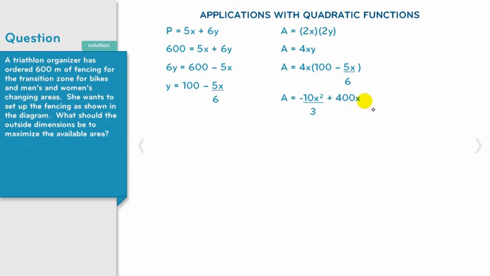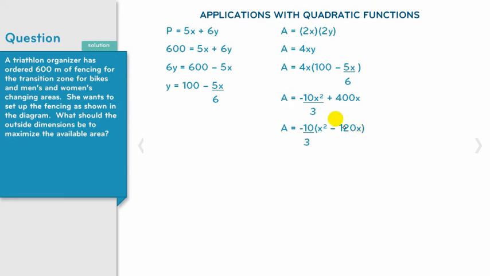We're now ready to go ahead and complete our square. If we complete the square, we'll be able to find out our maximum area. In addition, we'll be able to find out our two dimensions. First, we'll start by factoring out negative 10 thirds. When we do so, we're left with x squared minus 120x in the brackets.